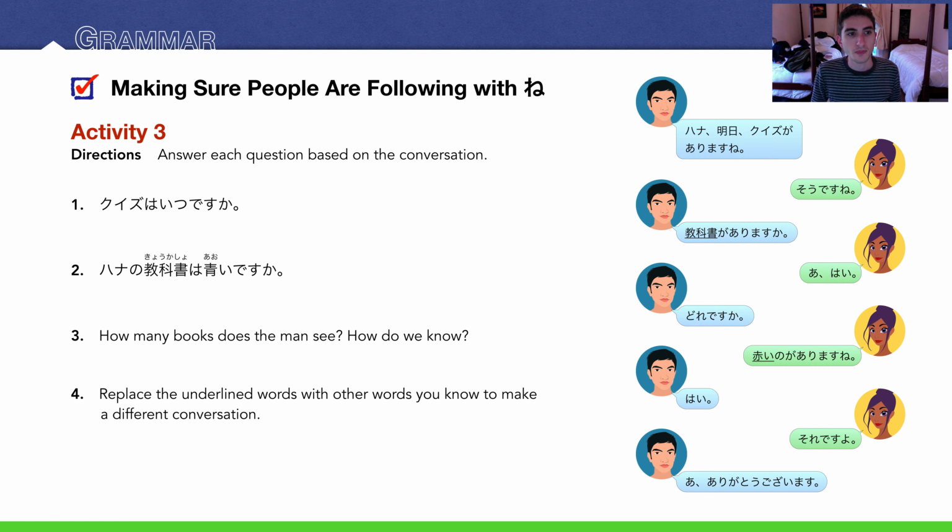Number 1. クイズはいつですか? When is the quiz? And according to his first statement, it's 明日. Tomorrow. 明日です. クイズは明日です. Number 2. 花の教科書は青いですか? Remember, 青い is blue. Is it blue? Well, according to her sentence right here, no, it's 赤い, red.